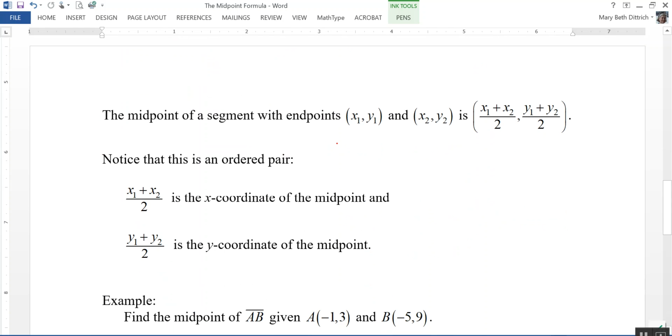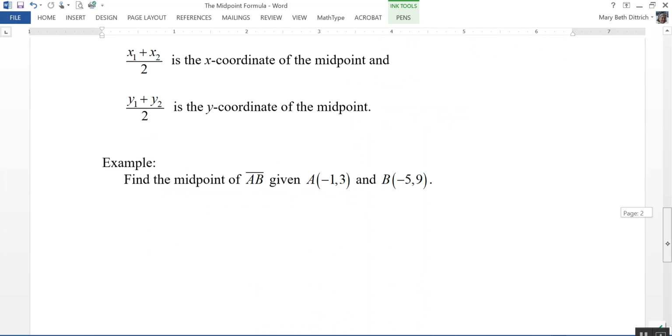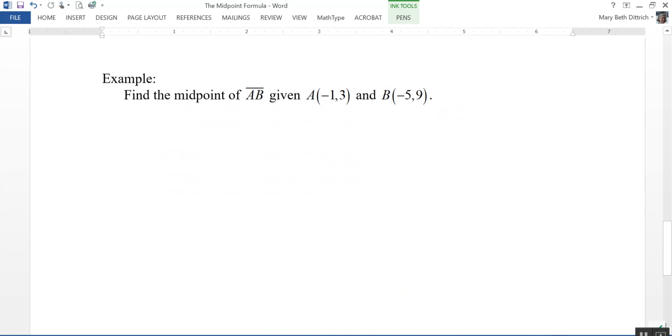So the midpoint of a segment that has endpoints (x1, y1) and (x2, y2) is ((x1 plus x2) divided by 2, (y1 plus y2) divided by 2). Notice that this gives us an ordered pair. (x1 plus x2) over 2 is the x coordinate of the midpoint, and (y1 plus y2) over 2 is the y coordinate of the midpoint. Let's try one example together where we don't use a graph and we just use the formula.